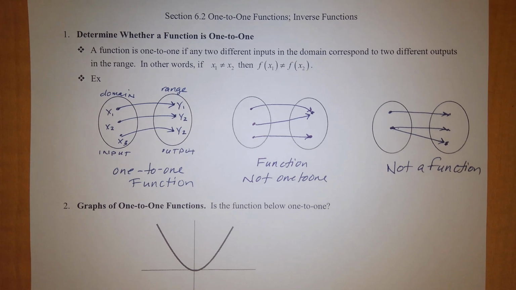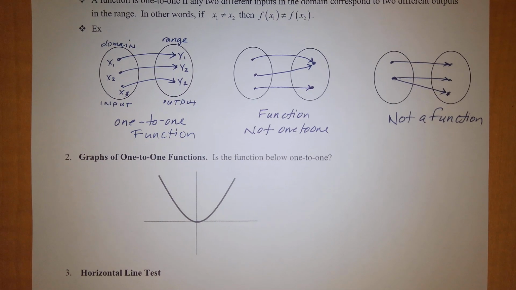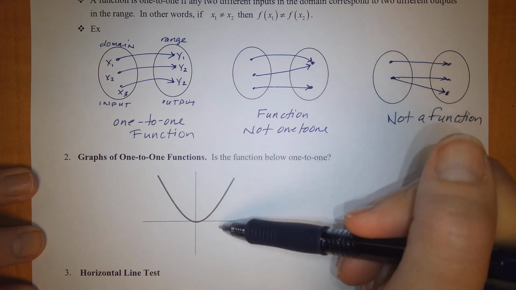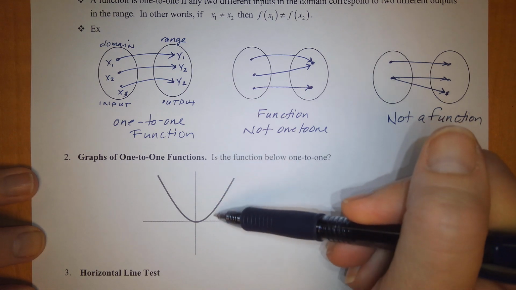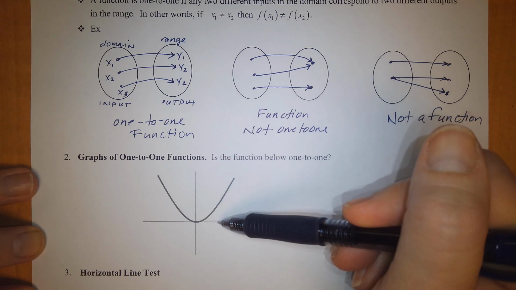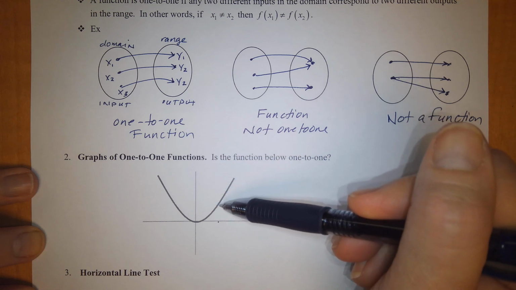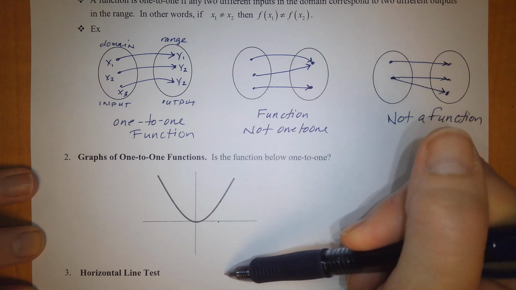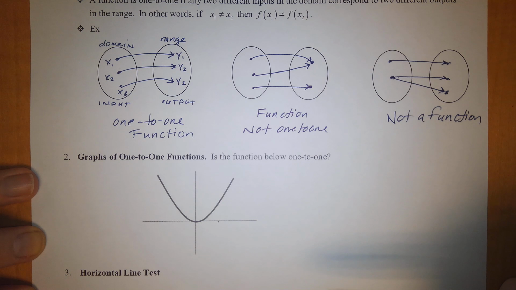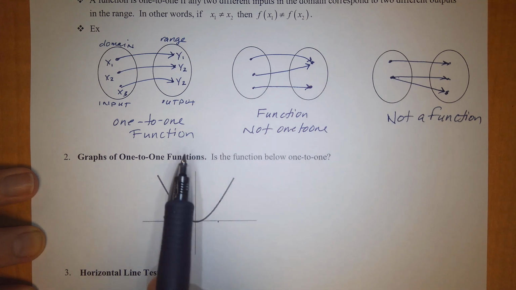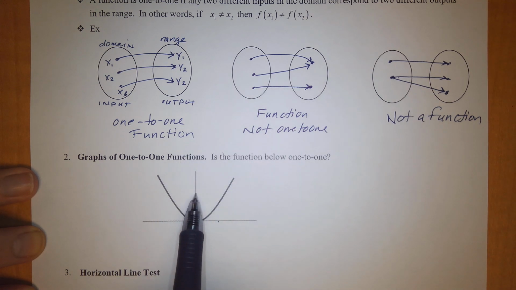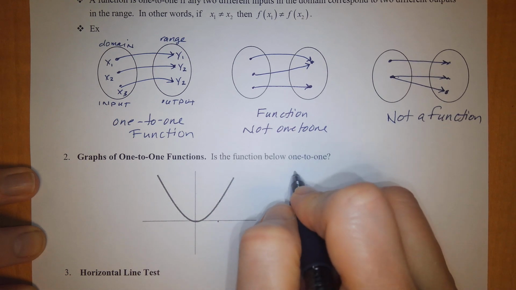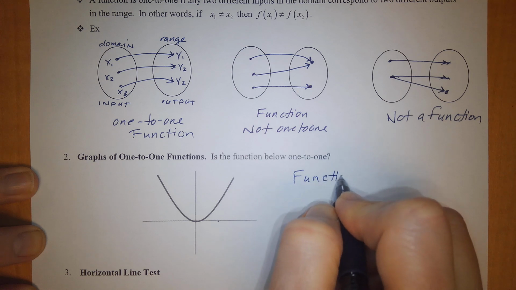To look at graphs of one-to-one functions, let's first decide whether it is a function. Well, yes, it is, because you can see it passes the vertical line test. A function is defined as: for every x, you have only one y value. So this passes the vertical line test. One-to-one says that for every y value, you can only have one x. In other words, this function is not one-to-one.